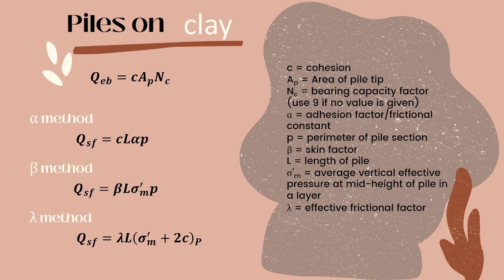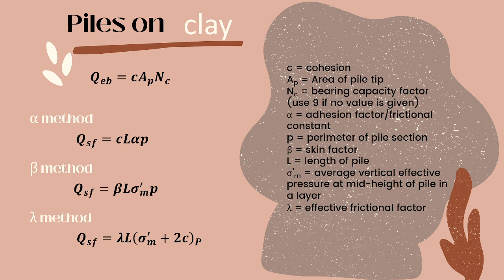So, kapag sa piles on clay naman, your end bearing can be calculated as the product of the cohesion, the area of the pile tip, and NC, or the bearing capacity factor. So, kapag walang binigay na NC, ang gagamitin yung value is 9. So, for the skin friction of piles on clay, meron tayong tatlong method. We have the alpha method, the beta method, and the lambda method.